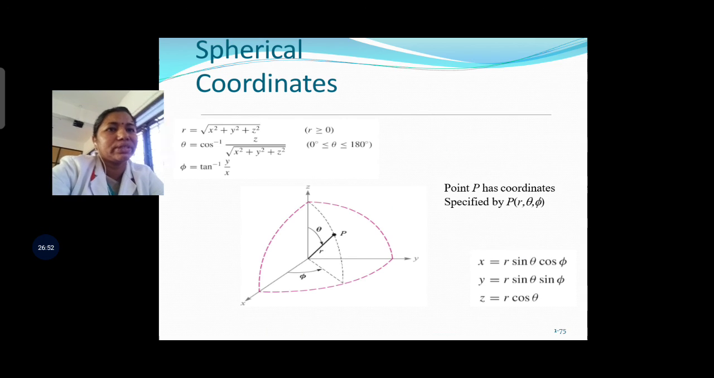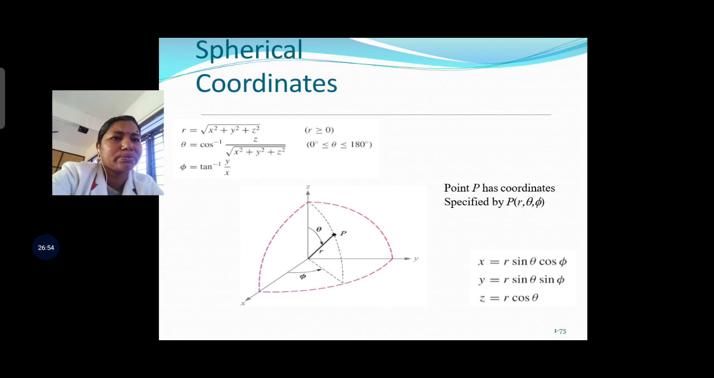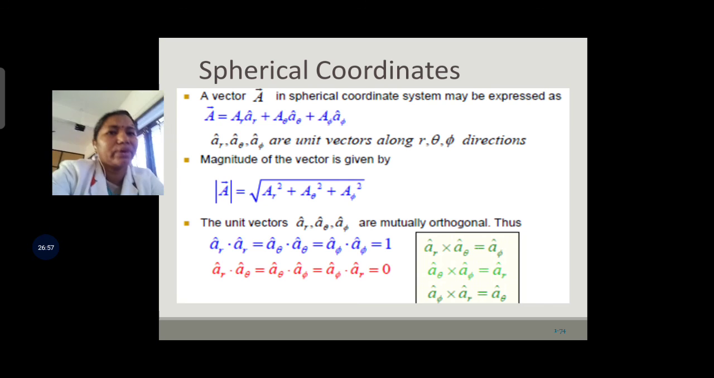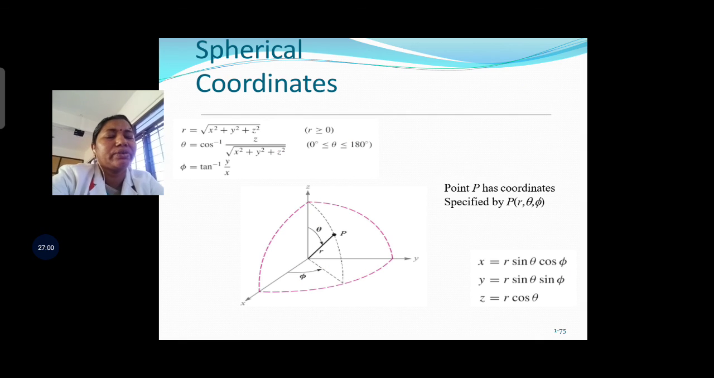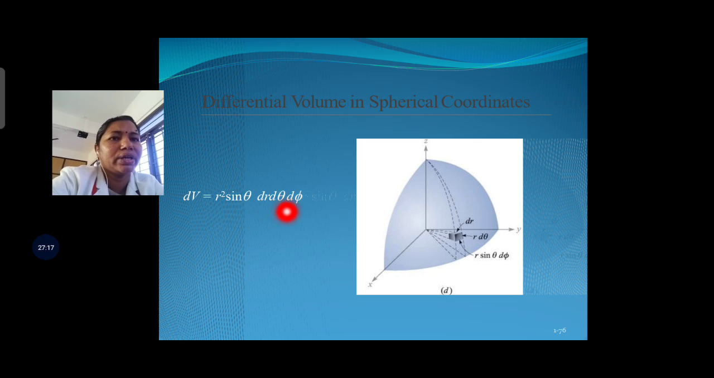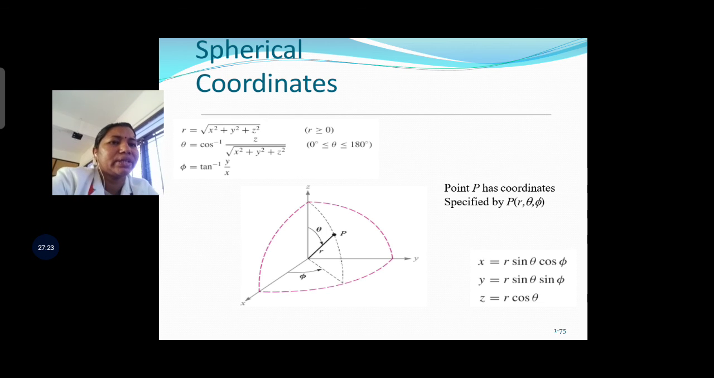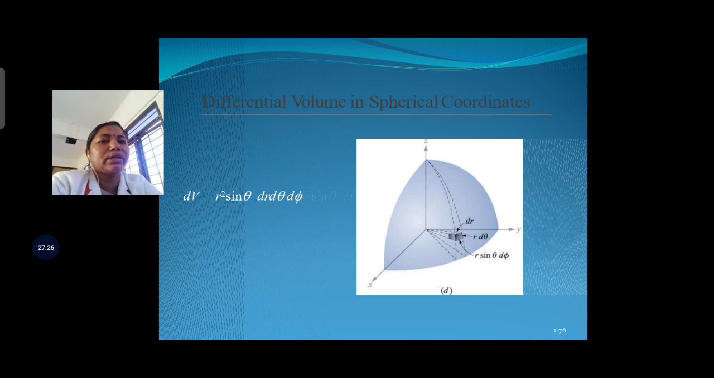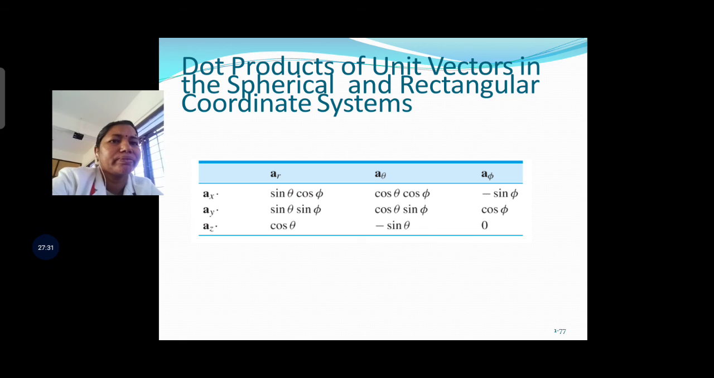So next one is differential volume. Differential volume means just multiply these things for r theta phi. If we multiply these, we will get the volume element. So for differential volume, we have to take r square sin theta dr d theta d phi. Normally we will take dr d theta d phi, but here we have to take r sin theta. So we will get r square sin theta dr d theta d phi.